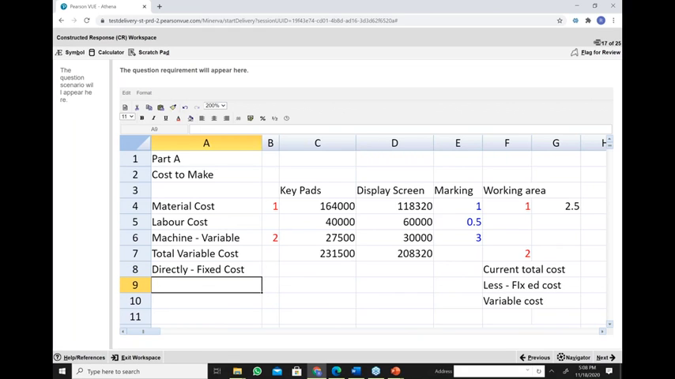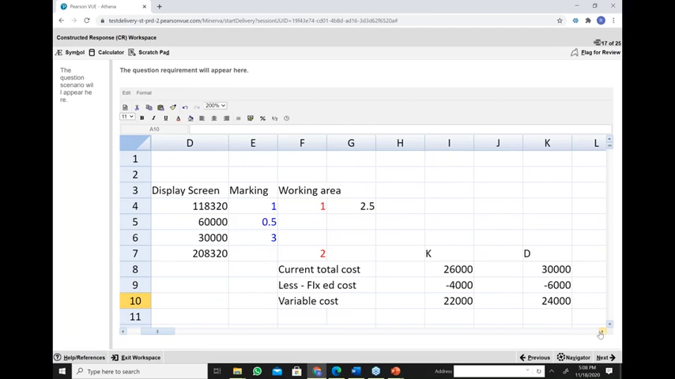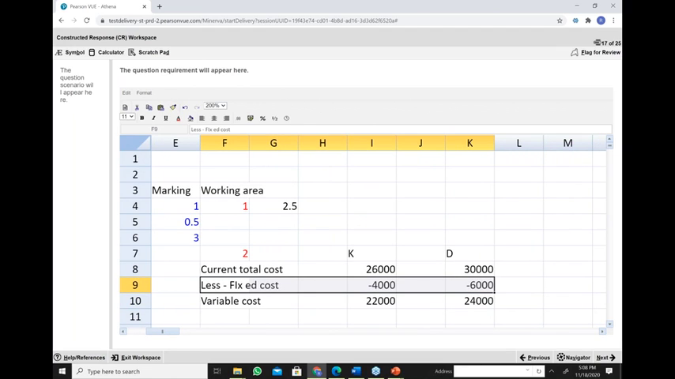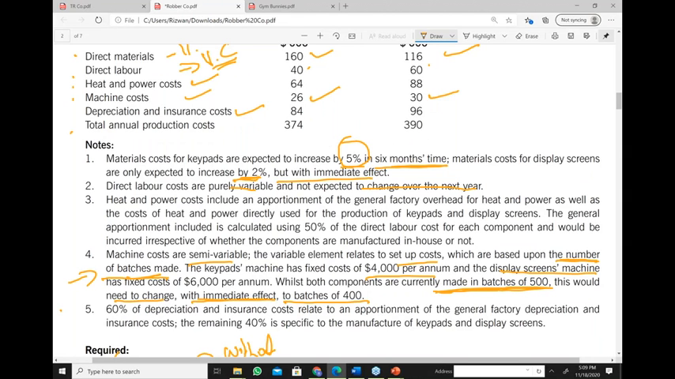First of all, you remember the machine, in machine variable cost, I was given fixed cost as well, which you can see here. We deducted that cost. Now quickly tell me, do you think this fixed cost is relevant, directly attributable fixed cost or not? I'll go back to my question and we'll read this again. The keypad machine has a fixed cost of 4,000 and display screen machine has a fixed cost of 6,000. Now can you tell me, is this a relevant fixed cost? Now what do you think, guys?